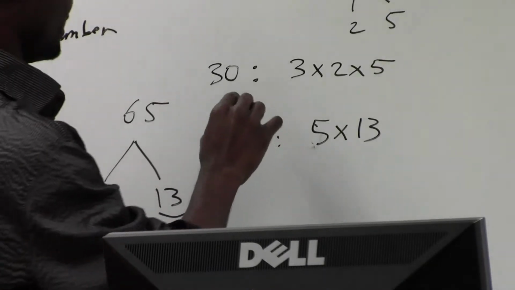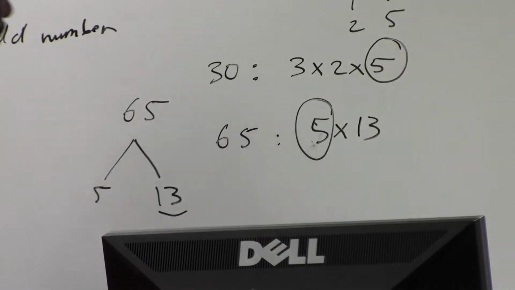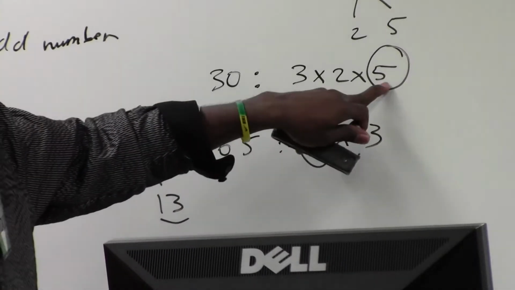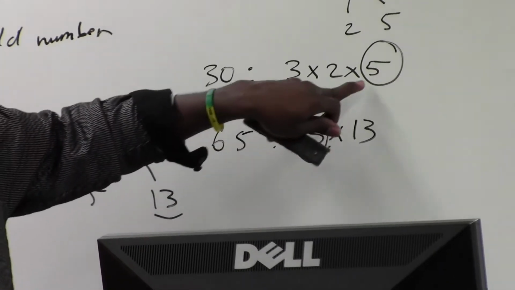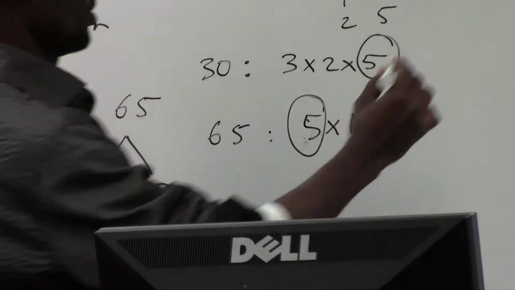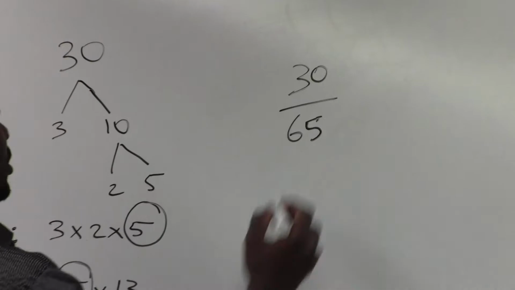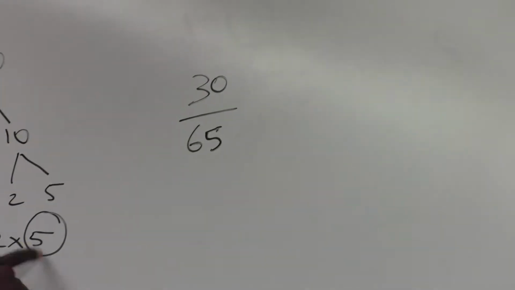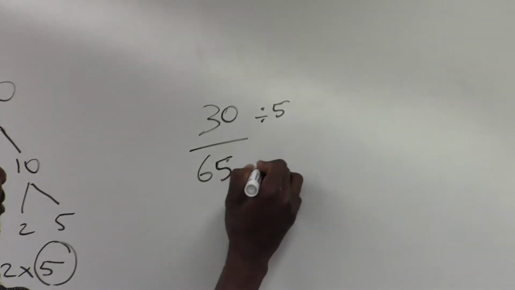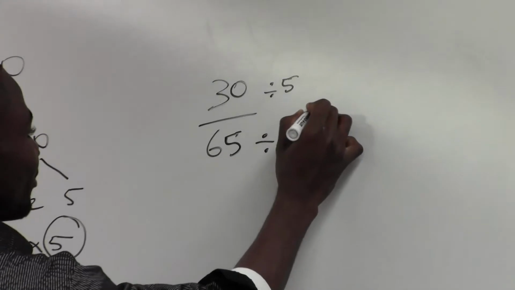So looking at these two, we have 5 here and we have 5 here. That means that's the common number they have. That's the number that can go into both at the same time if you want to reduce them. So you go back, we have 30 over 65. You know that 5 goes into both, so you divide the top by 5 and the bottom by 5.